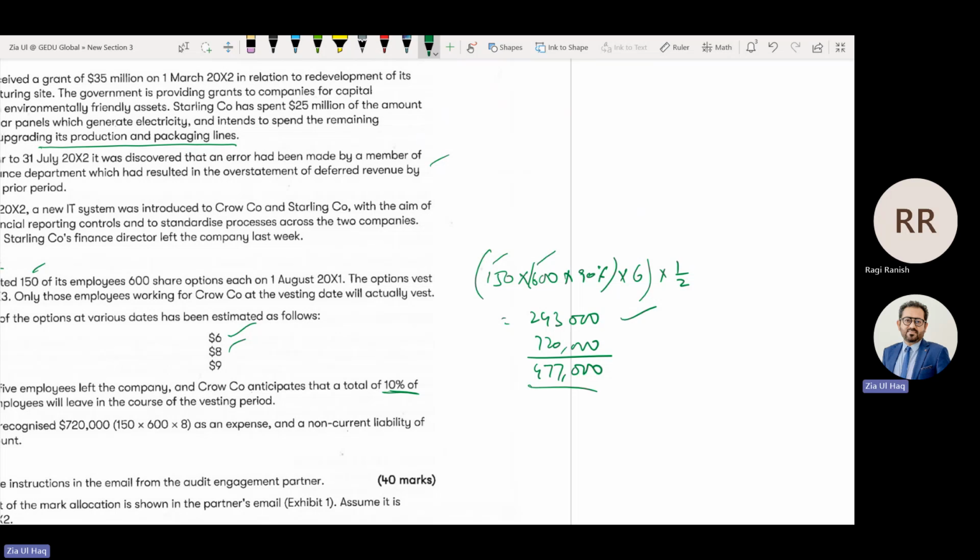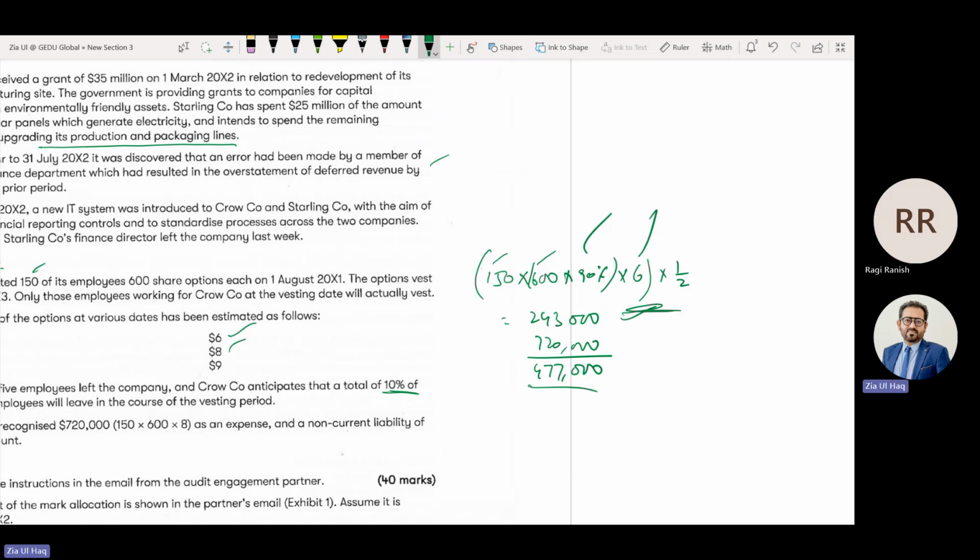Liability and expense should have been recorded with 243 in the current year. The same will be recognized in the next year. What they have done is recorded it all in the current year. Even the calculation is wrong with these two figures.